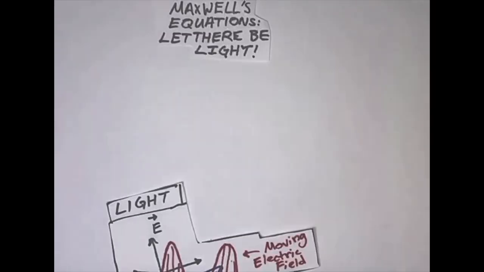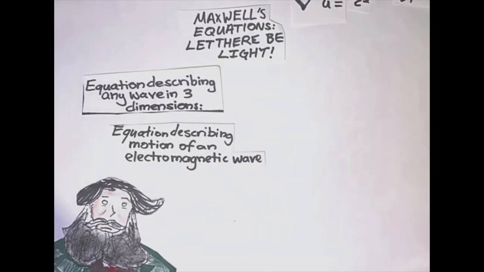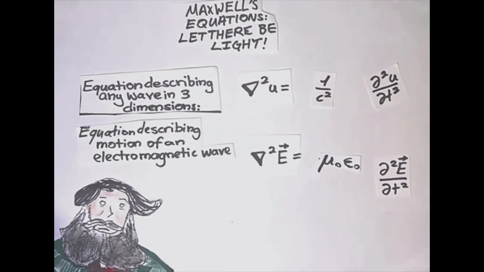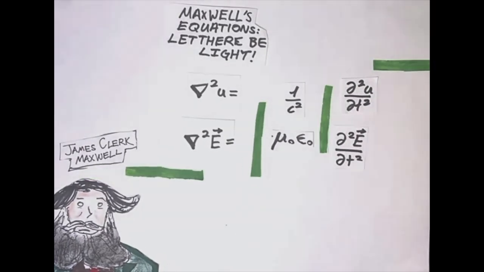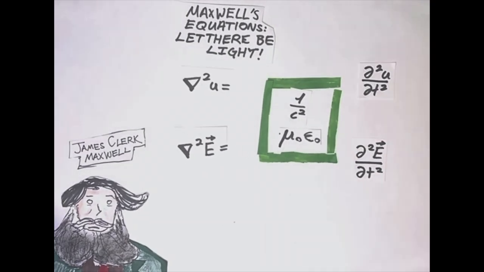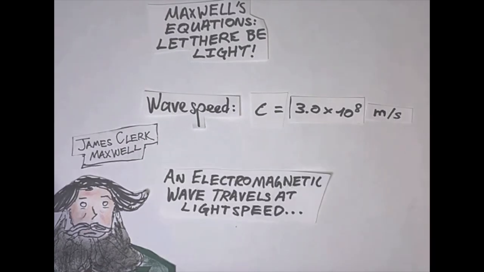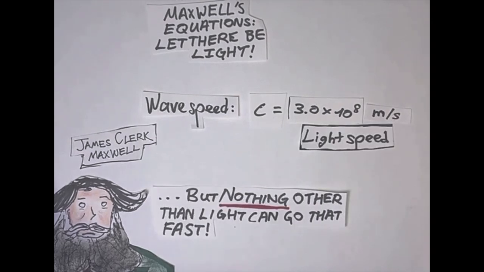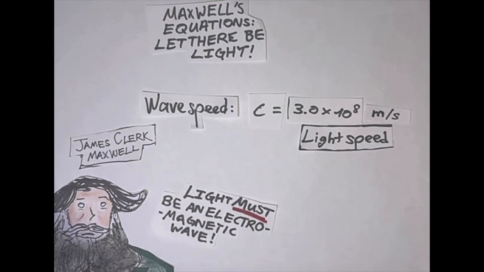So you might have heard that light is a wave, but how did we figure that out? After some tedious calculations, Maxwell used his equations to come up with another equation describing how an electromagnetic wave moves. He found the speed of that wave to be exactly the speed of light, but nothing other than light could go that fast. The only solution was to conclude that light is indeed an electromagnetic wave.